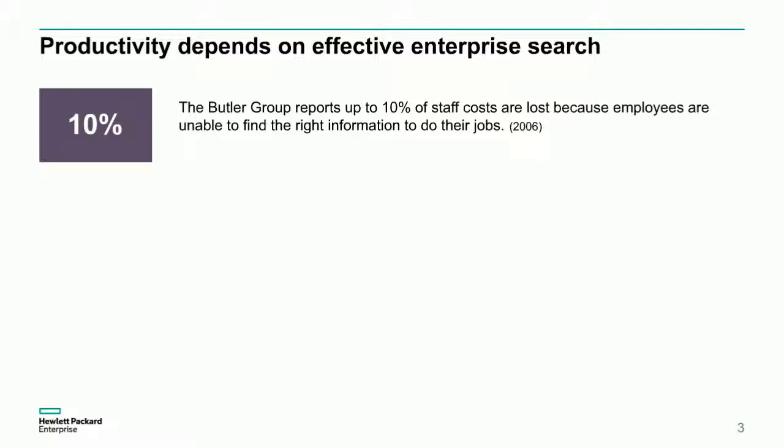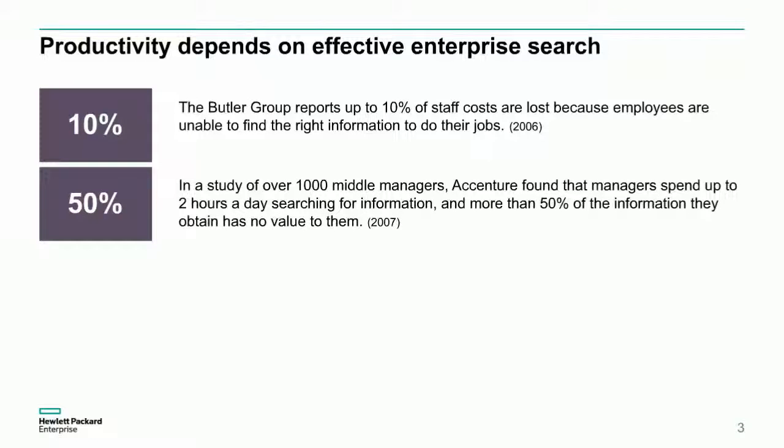Now, the Silicon Republic estimates that global enterprise search market will be worth nearly $4.7 billion by 2019. What's driving this figure? Well, in a 2006 report, the Butler Group indicated that up to 10% of staff costs are lost because employees can't find the information they need to do their jobs. In a 2007 Accenture study, it was determined that managers spend a quarter of their day searching for information, and more than half of what they find isn't even useful.